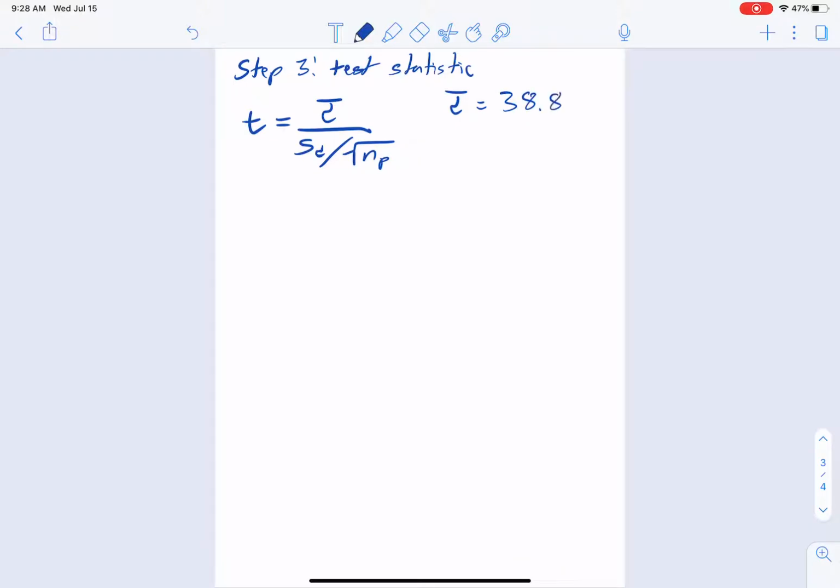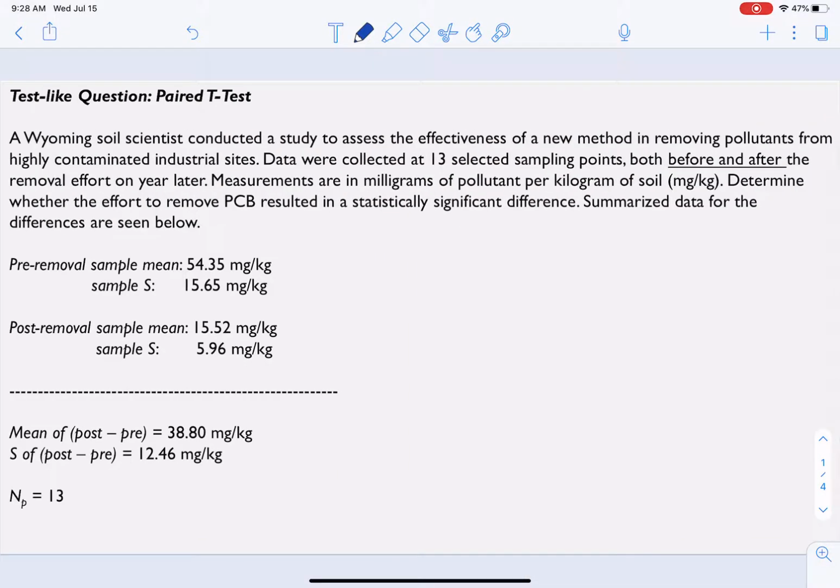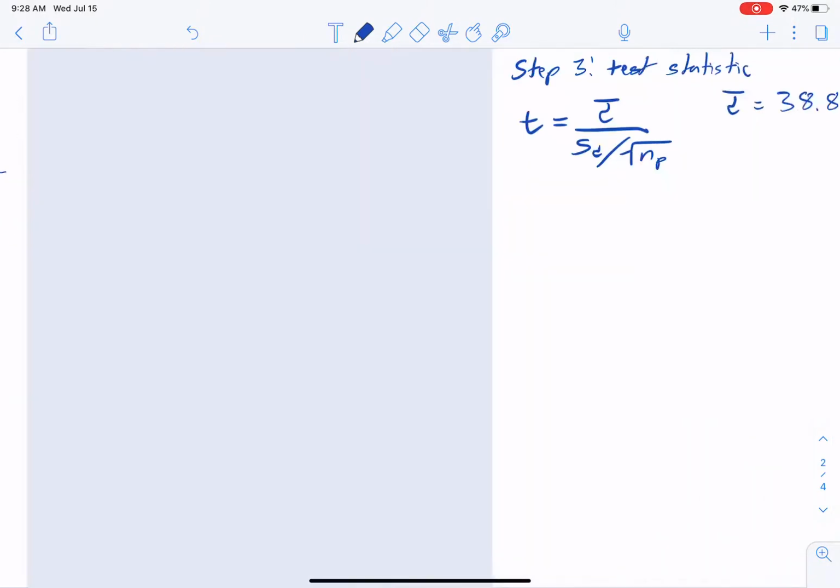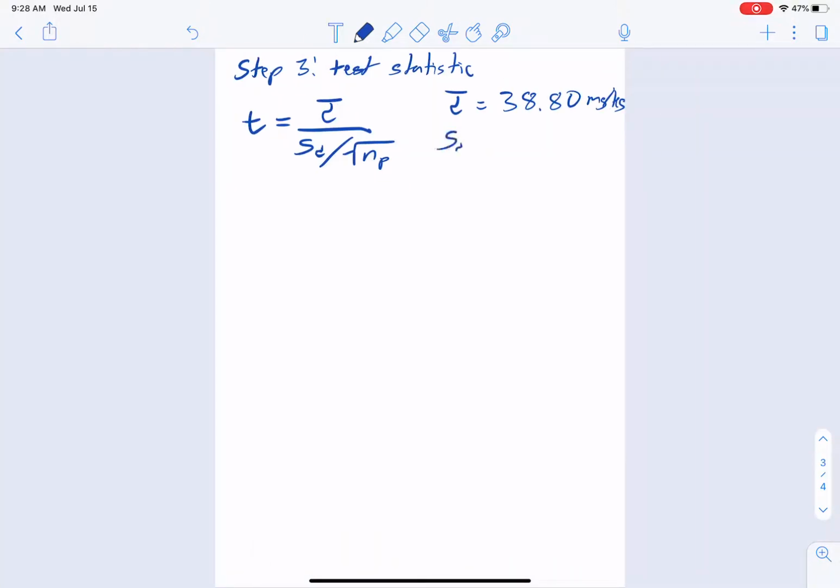38.8. I assume that it's 38.80 because they were that precise. And then our standard deviation of the differences is 12.46 milligrams per kilogram. Okay, and then the number of pairs we have, if I recall correctly, is 13. Now, that also means, we'll go ahead and write this out, our degrees of freedom is 13 minus 1, which is 12.